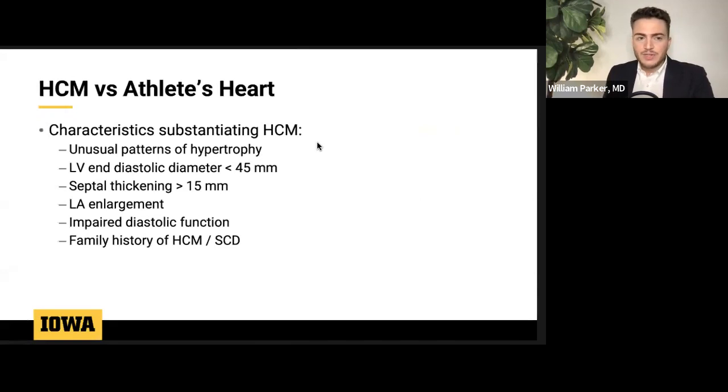So let's go over a few characteristics that would point you in one direction or the other. Characteristics that point you towards hypertrophic cardiomyopathy pathology are unusual patterns of hypertrophy. Usually athletes' hearts will hypertrophy in a concentric fashion, not focally. LV end-diastolic diameter of less than 45 millimeters, so basically their LV does not fill up with a lot of fluid. Septal thickening greater than 15 millimeters. His was 14. LA enlargement, diastolic dysfunction, and of course, a family history of hypertrophic cardiomyopathy or sudden cardiac death.